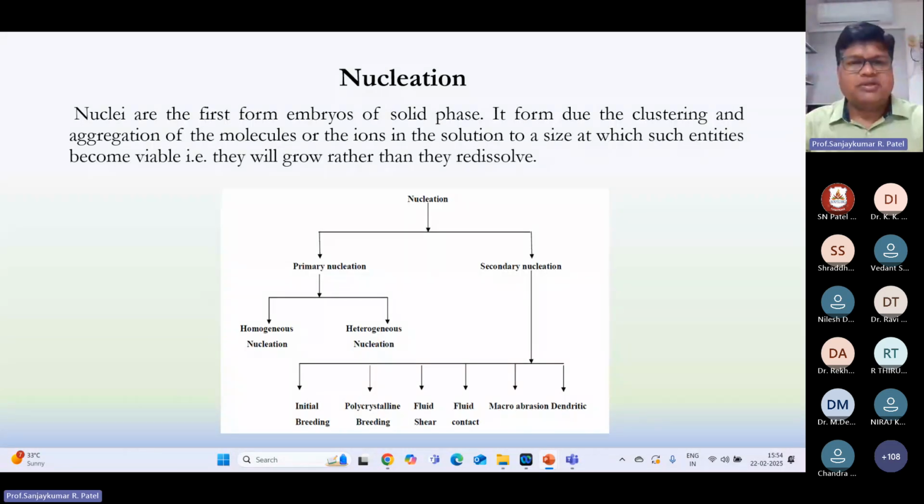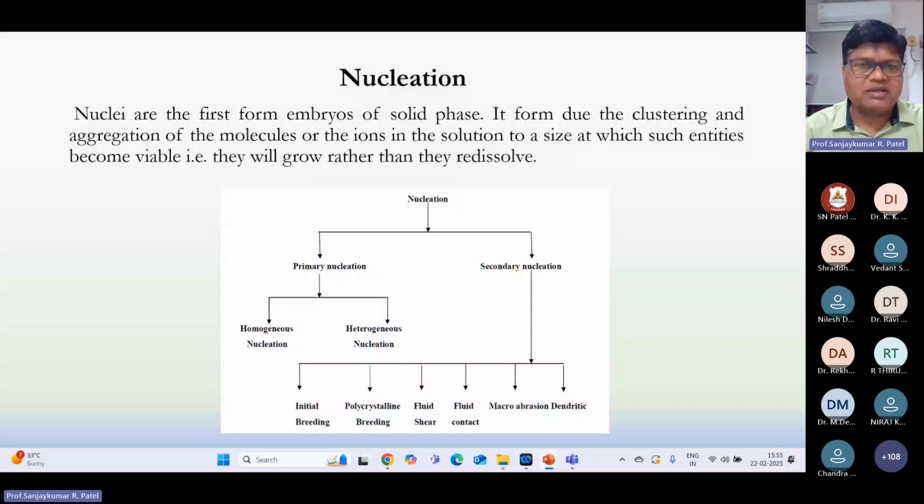So the nuclei are the first form of the embryos of the solid phase, you can say, and they form due to the clustering and aggregation of the molecules or ions in the solution to a size at which such entities become viable. And rather than dissolving again in the solvent, they will grow.